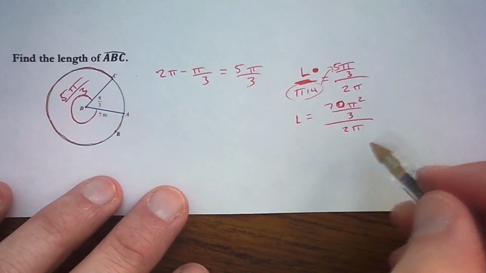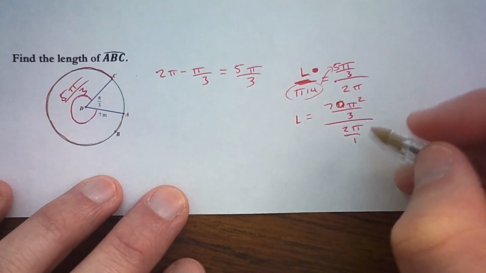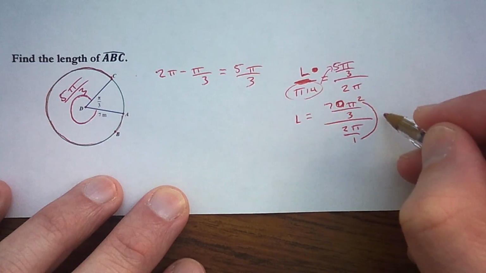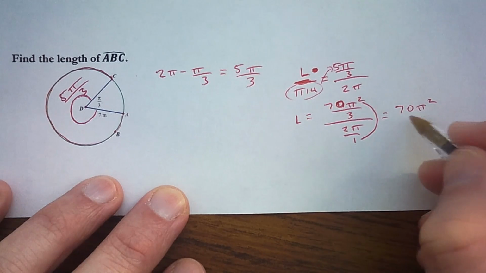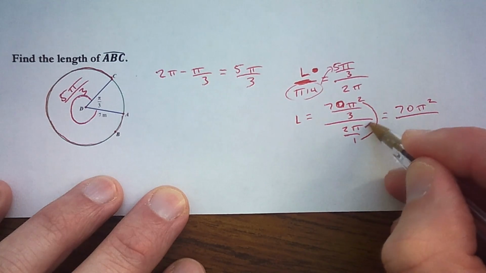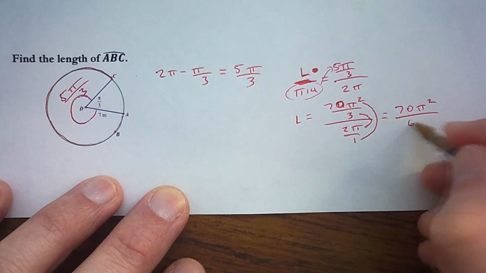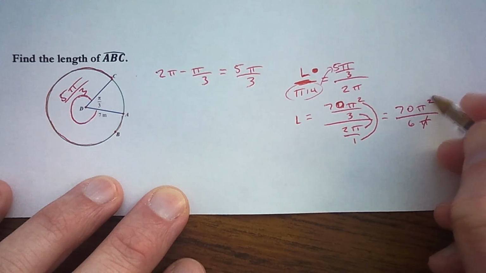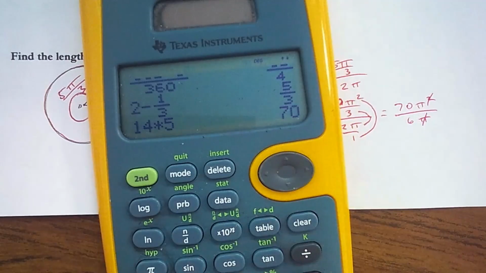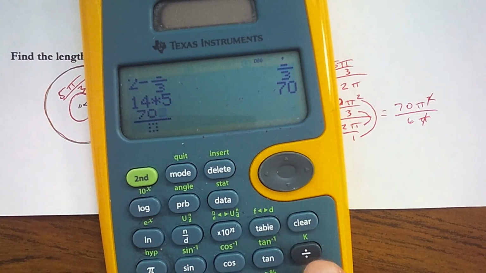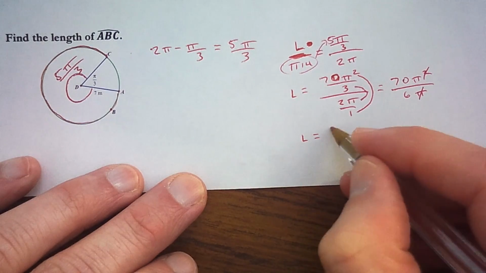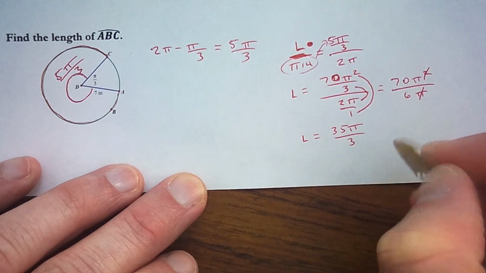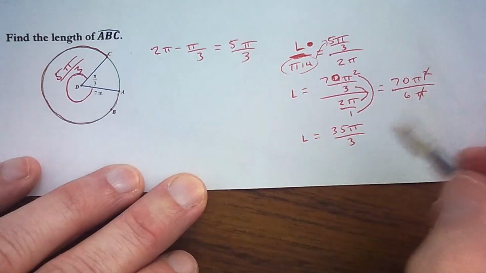Now 70 over 3 does not simplify, so I'm going to put this 2 pi over 1, and I'm going to multiply an outer loop to get a numerator. 70 pi squared times 1 is 70 pi squared. And then 2 pi times 3, that inner loop, is 6 pi. I can cancel out a pi from numerator and denominator, and I can simplify 70 over 6 and get 35 over 3. So the length of this arc is 35 pi over 3, and that is in meters.